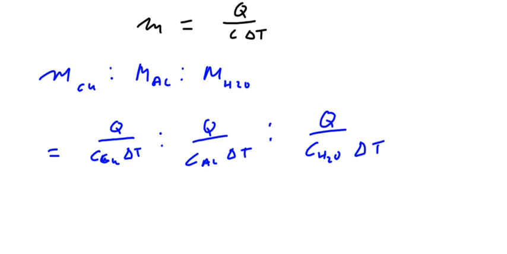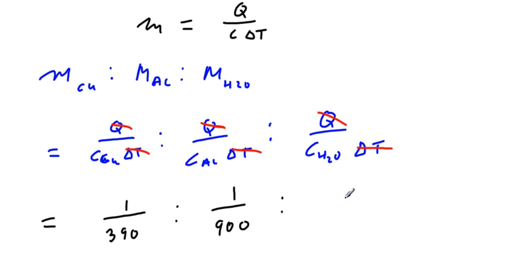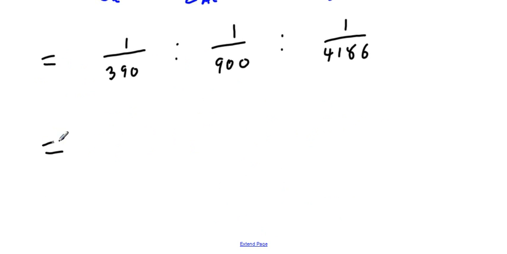And then we said, well, gee, I've got the same heat and the same delta T. And now I can have 1 over 390 joules per kilogram degree centigrade divided by 1 over 900 in a ratio with 1 over 4.186. And then I could put those things in my calculator, and that's approximately 11 to 4.7 to 1. And because I rounded off some, I would make this a squiggly line because I'm approximately that ratio. Okay, well, that was too easy. Maybe we'll do better next time.